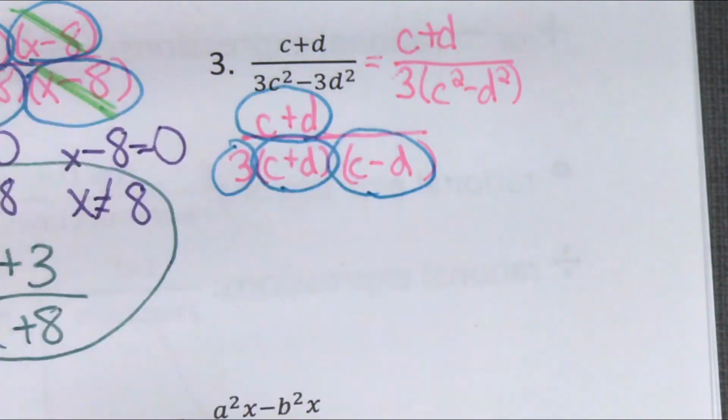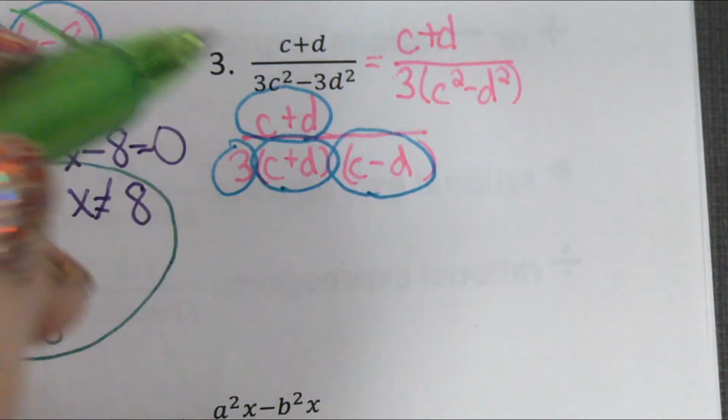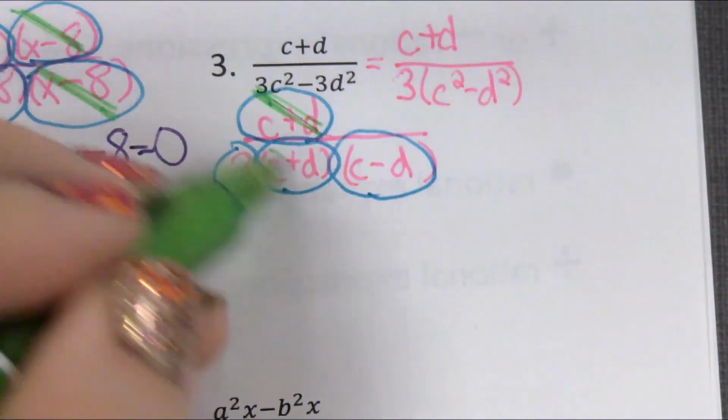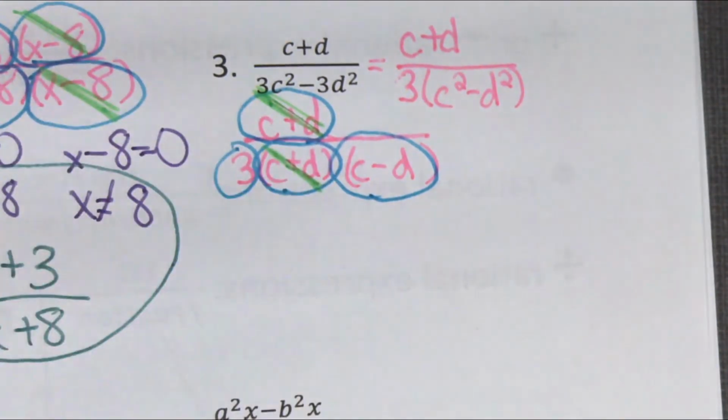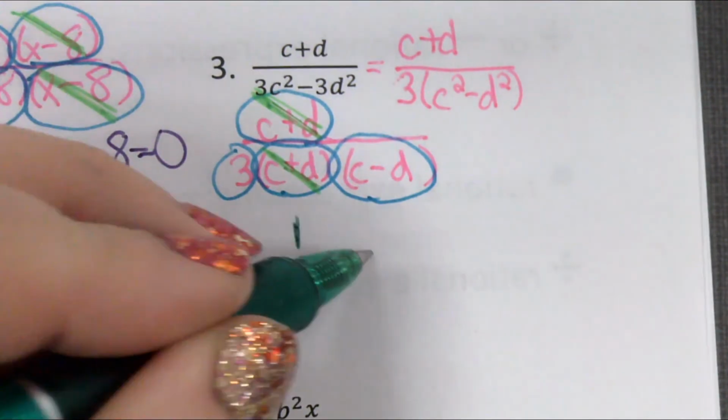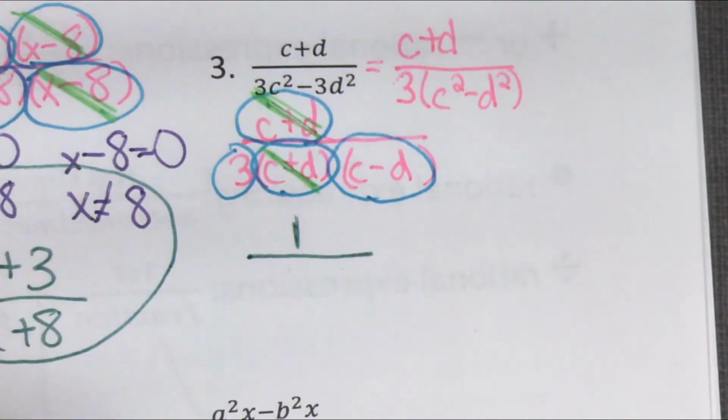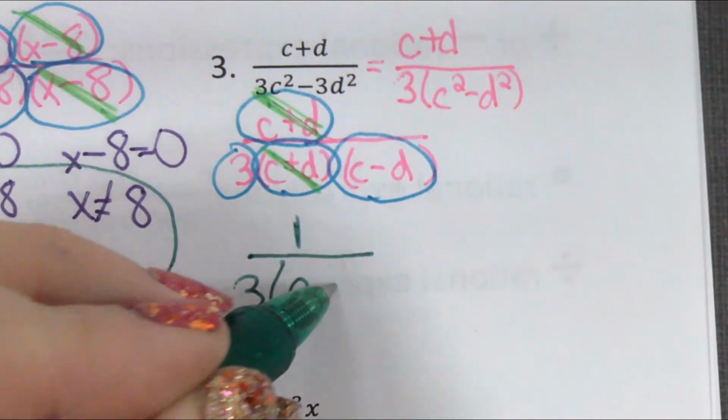We're going to skip our step 3 because we have 2 different variables, bringing us straight to canceling out any identical factors. C plus D on top, and on the bottom. There's nothing remaining on the top, so we'll put 1 instead. On the bottom, we'll have 3 and C minus D.